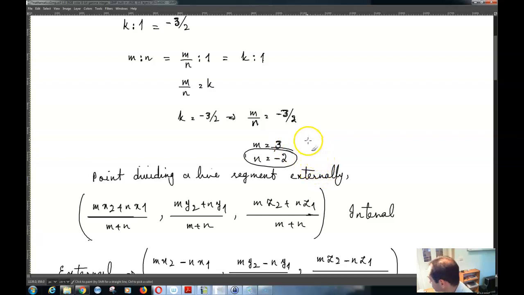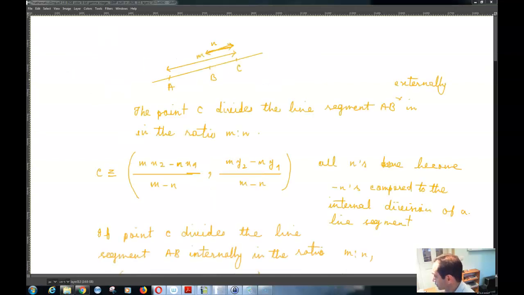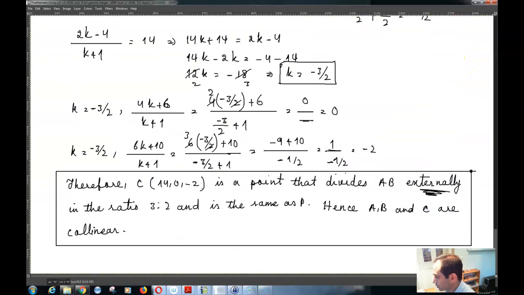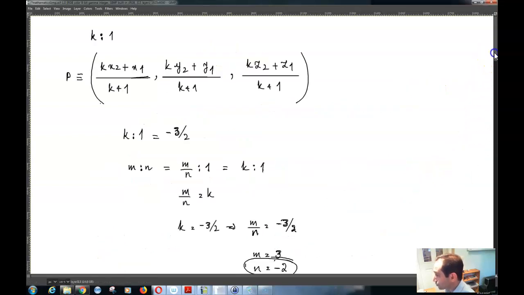And so based on that, you can say that the point that we found in the previous exercise, based on the negative ratio, is dividing the line segment AB externally. So that's important. You need to pay attention to that. So that is that. There are two more questions here. Let's do these questions as well, and we will finish this part.